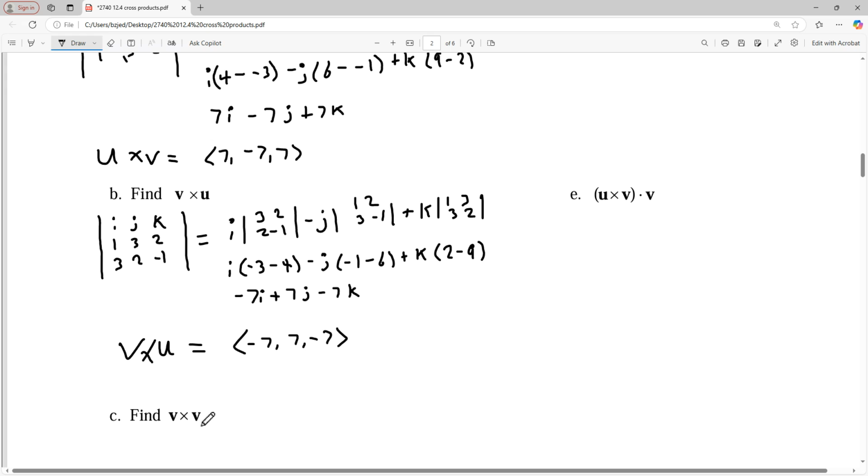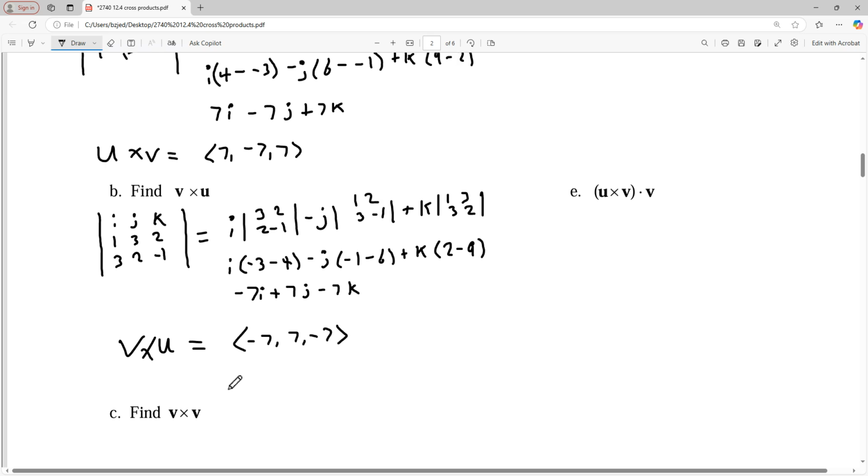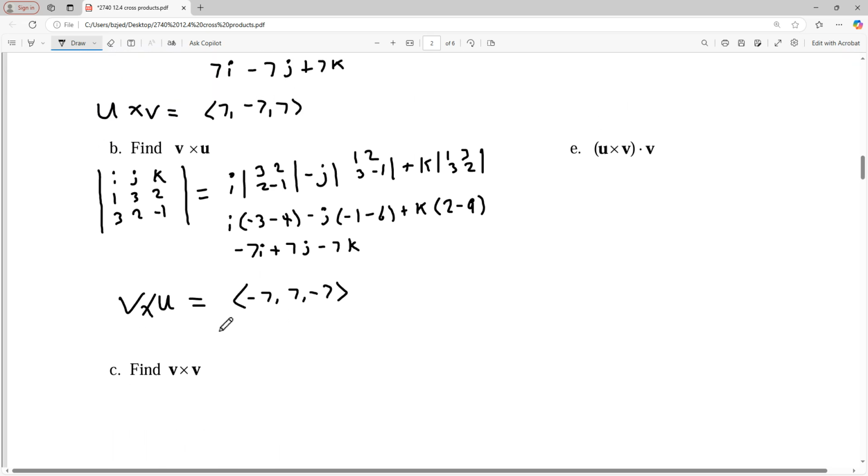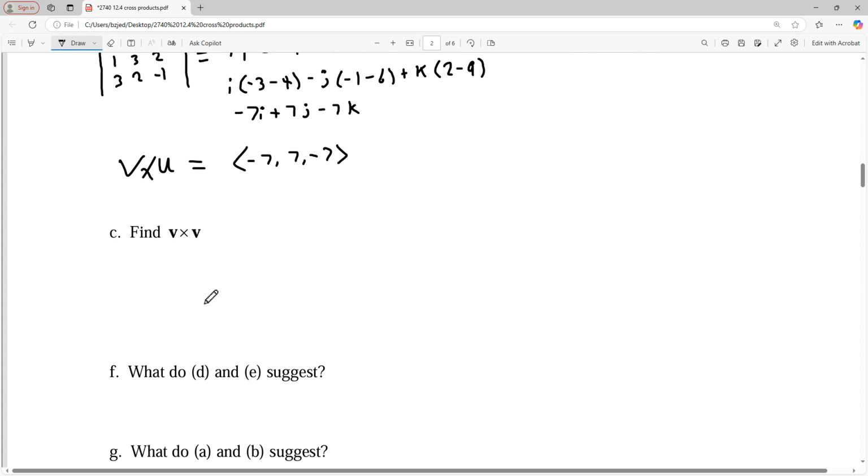That's cool. Let's try some more. Let's try something else. Let's say I had v cross v. What if I multiplied a vector by itself? What if I took the cross product of a vector by itself? So I'm going to set it up the exact same way. I have i, j, and k. I have my vector v, which I think was 1, 3, 2. And I'm going to write that exact same vector again, 1, 3, 2.